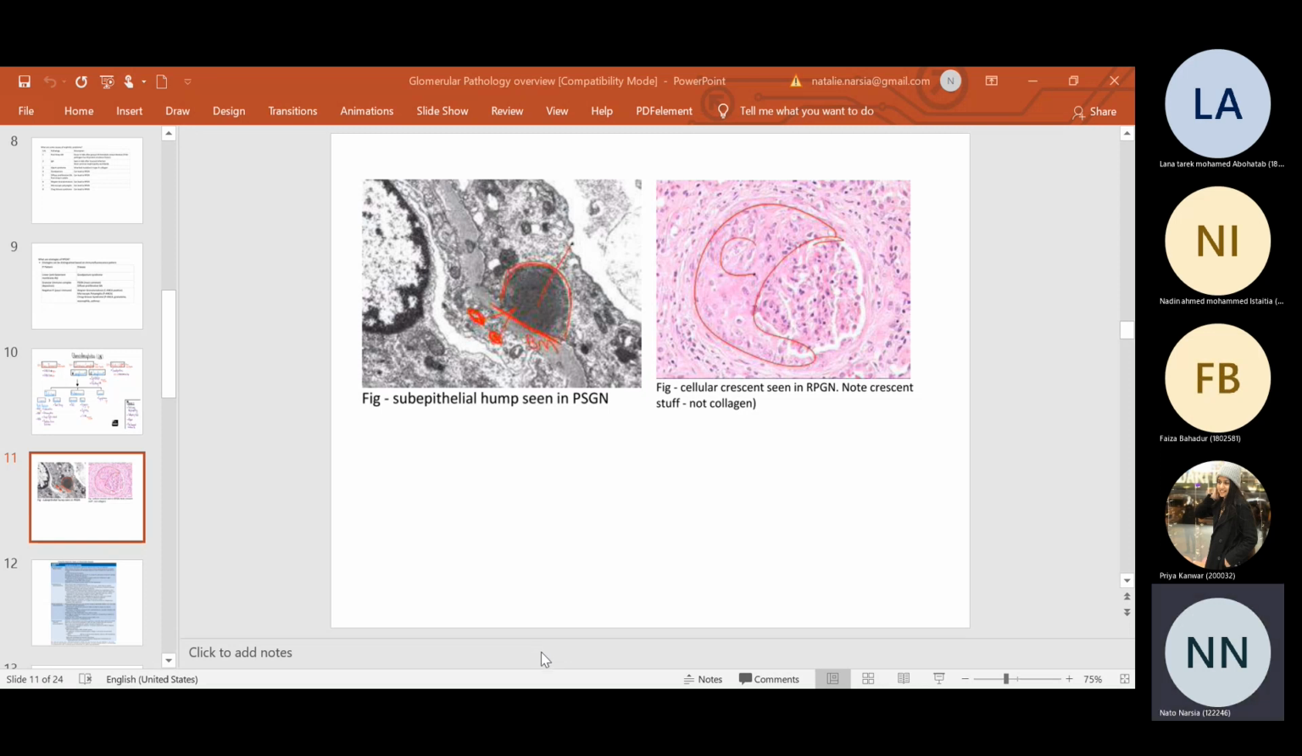Now, the feared complication of post-streptococcal glomerulonephritis in adults is rapidly progressive glomerulonephritis. And what is this rapidly progressive glomerulonephritis? It will lead to renal failure in a week, 2 weeks, guys. You see, in a week, in 2 weeks, it is possible even, and maximum 6 months. So for that reason, you immediately need to treat with steroids and chemotherapy.